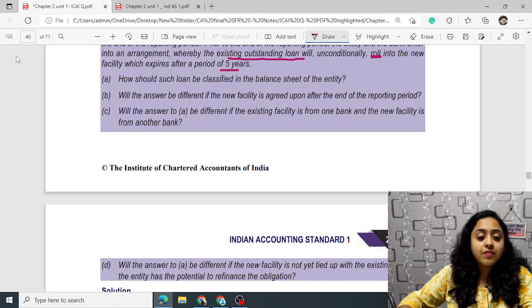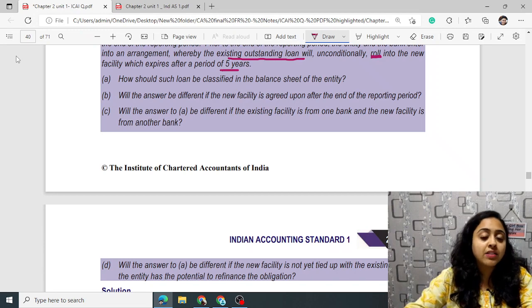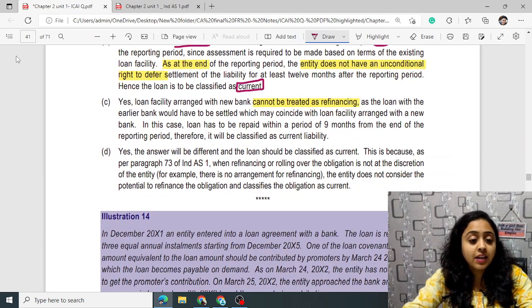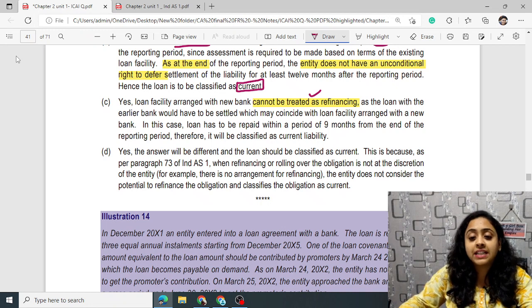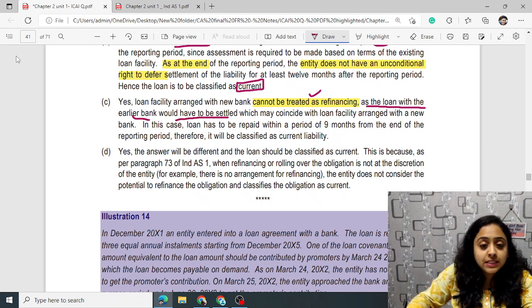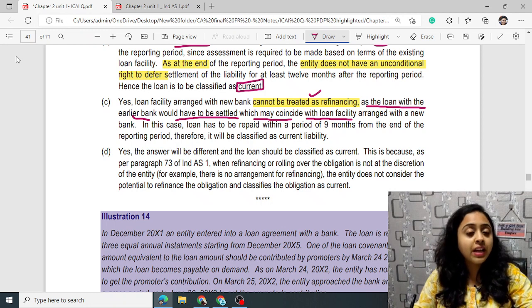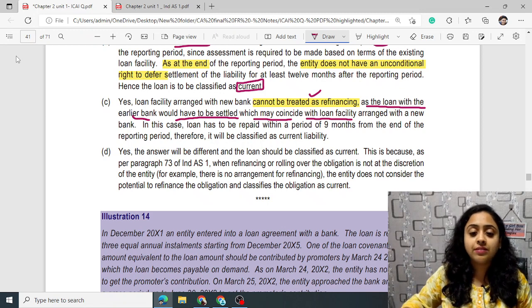Third part, will the answer to A be different if the existing facility is from one bank and the other new facility is from another bank? Different banks, then it cannot be treated as refinancing. A loan facility arrangement with a new bank cannot be treated as refinancing, as the loan with the earlier bank would have to be settled, which may coincide with the loan facility arranged in the new bank. Okay, they will have to pay it. Since there is an immediate outflow, it will be considered as current. Okay, next, D part.